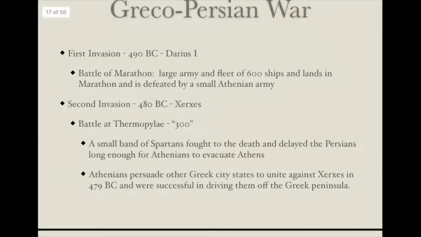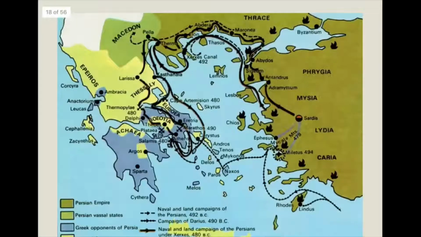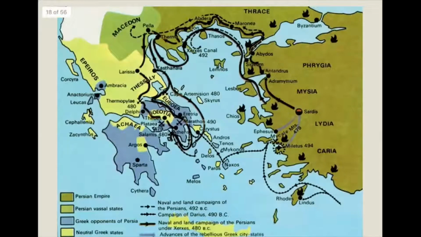Okay, so again, here's a map of the Greco-Persian war. You can take a look at it yourself in your time when I send the slides out. But if you look at those dark black lines going through, you see that Xerxes sent an army all the way around, marching around the north to come down into the Greek peninsula.